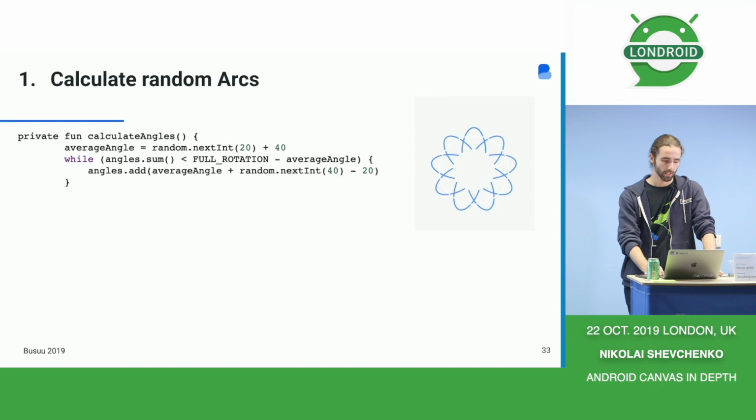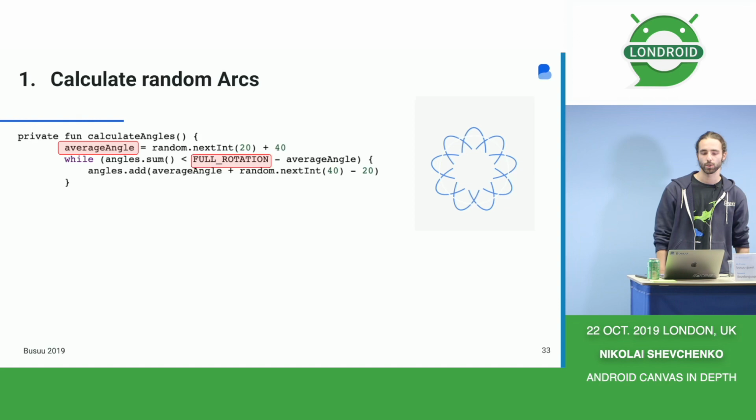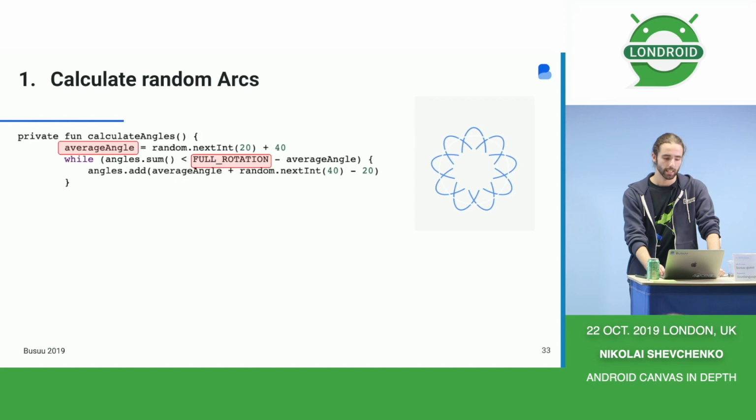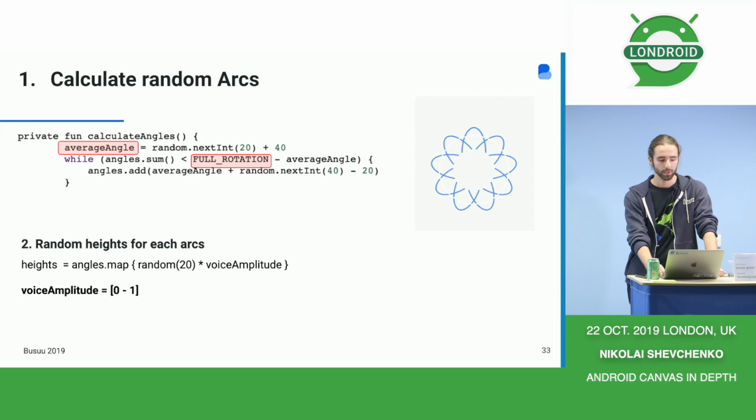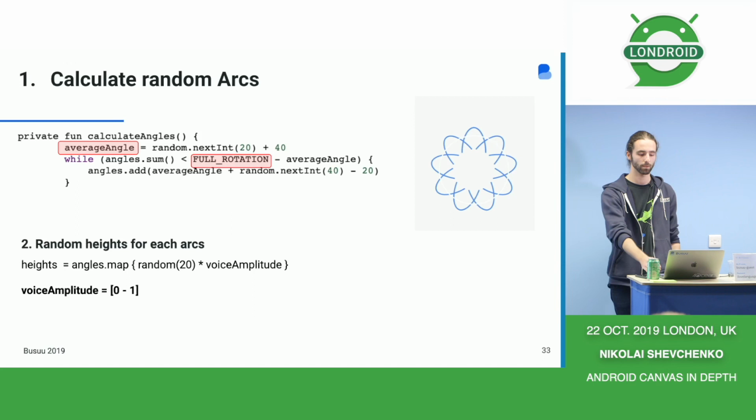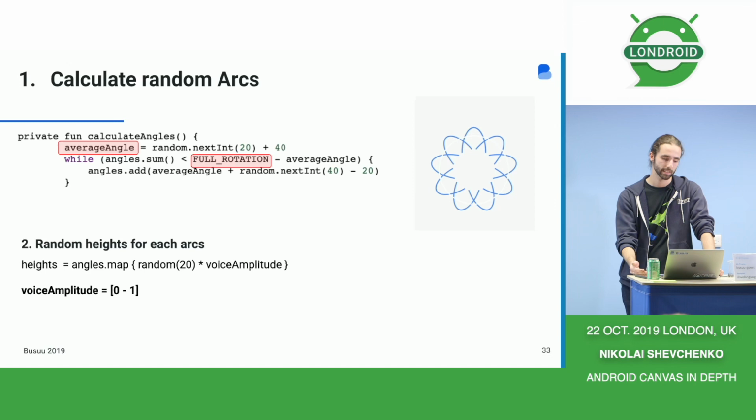So basically, an optimization that I did straight away is to have an average angle so that you don't really have any small angles or spikes going all the way up. And I basically keep adding these random angles until I hit the full rotation. And then I have an array of all the possible angles that I can have around the circle. The way I calculate the heights is pretty easy. I simply create a list of heights. I map all of the angles to a random value between 0 and 20, and all of that is multiplied by the voice amplitude. I will show you in a second how I get this voice amplitude. But basically, if the user is not speaking, the voice amplitude is going to be close to 0. If I multiply, the heights of all of the waves basically are not going to move at all because their height is 0, so nothing's going to happen.